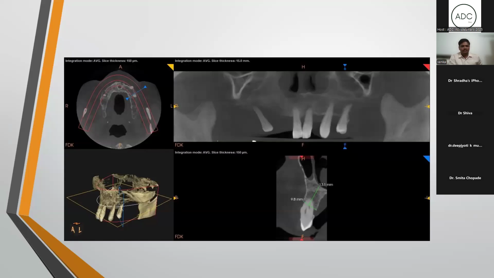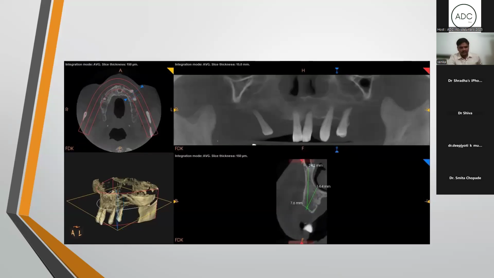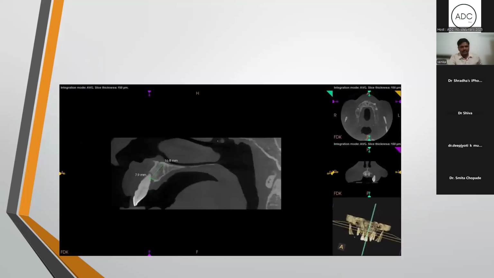One is only around the apical area of that tooth, and that too because of the pneumatization, the bone available is less. Similarly, there is variation on the buccal side of the bone. This is the anterior central incisor. In that, only the apex lies in the bone, the tip of the incisor, and the bone is almost thin everywhere.